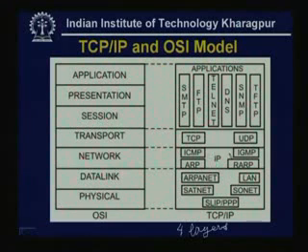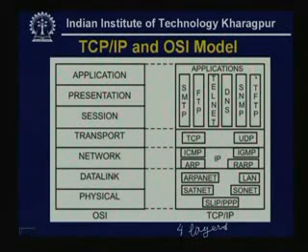Then there is a layer corresponding to the network layer, which is IP, Internet Protocol, and it has several other companion protocols like ARP, RARP, ICMP and IGMP, which we shall discuss in this lecture. Then there is TCP or UDP, which can be considered transport layer protocols. And finally, the session, presentation and application layers are not present in TCP/IP.